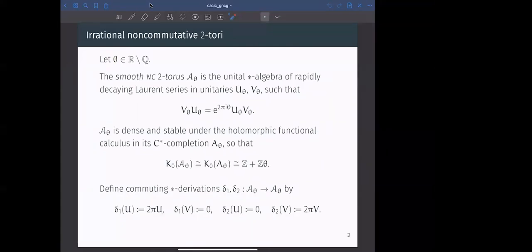Let theta be an irrational number. And let's recall that the smooth noncommutative two-torus is the unital star algebra of rapidly decaying Laurent series in your usual generators, U_theta and V_theta, which are unitaries that satisfy the famous commutation relation.